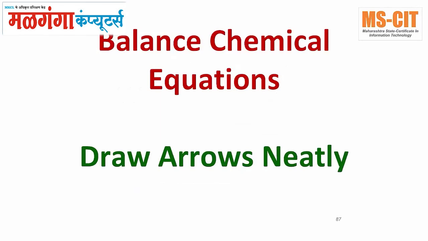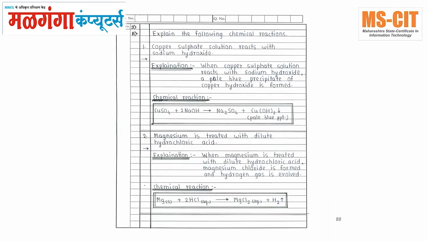Balancing chemical equations or reactions. Properly draw arrows and solve it in this way. Only balancing the reaction is not sufficient. You must give a proper explanation. And the reaction which is balanced, you must draw a proper box; that is, the chemical reaction which is balanced, you write it in the box only.